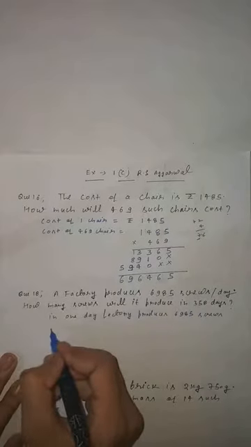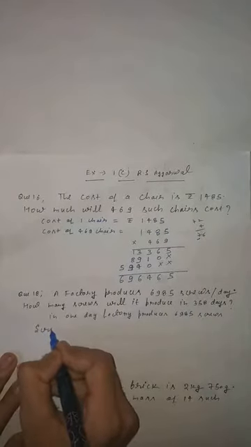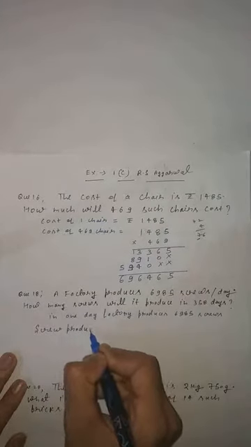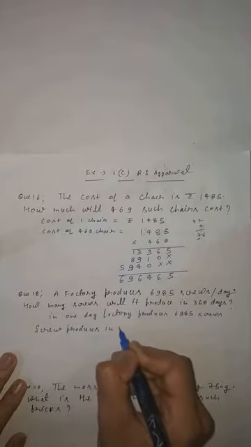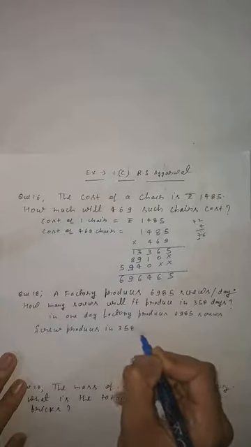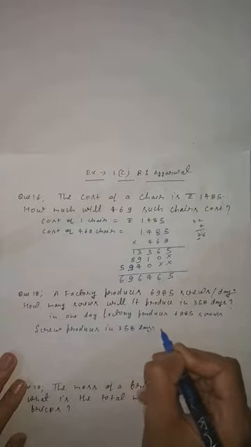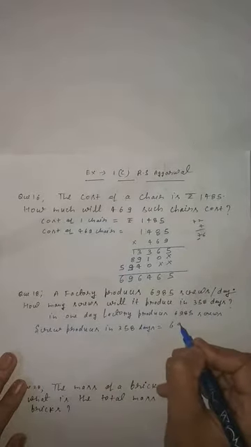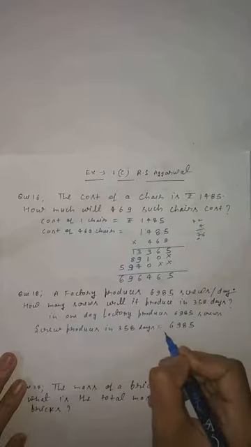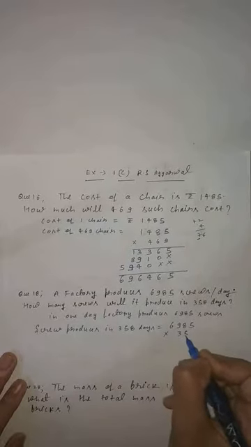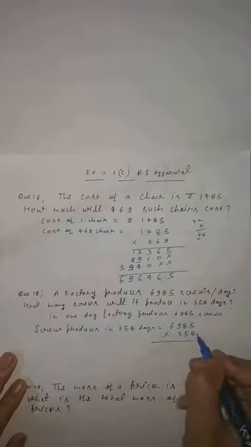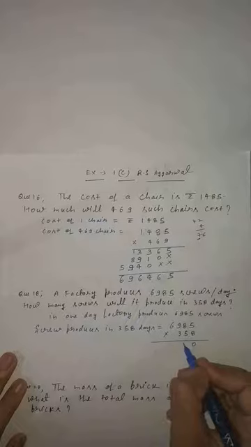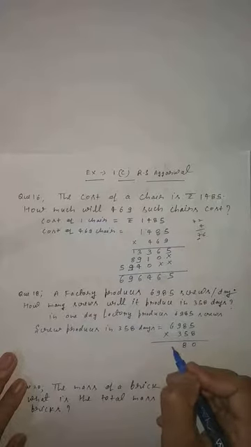So you have to find out the screws produced in 358 days. Same you have to do. What do you have to do, students? You have to do multiplication. 6,985 multiplied by 358. Clear, students? Now 8 fives are 40, 8 eights are 64 plus 4 is 68, 8 nines are 72, 72 plus 6 is 78, 8 sixes are 48, 48 and 7 is 55.